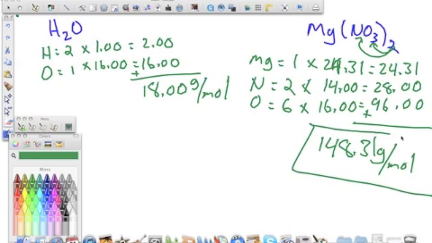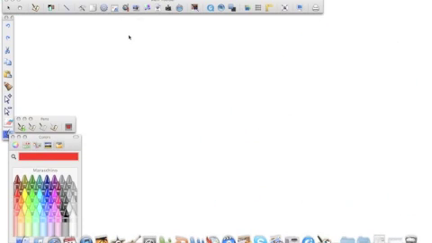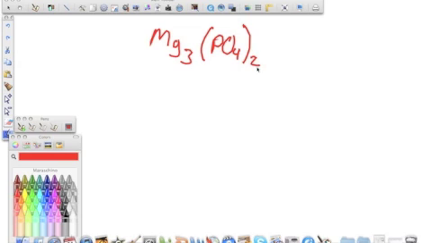Gram formula mass problem. And we're going to work the gram formula mass of magnesium phosphate. Now the equation for that is Mg3(PO4)2. Okay, just work it the same as we always do in gram formula mass.